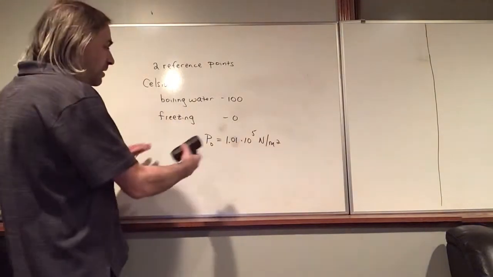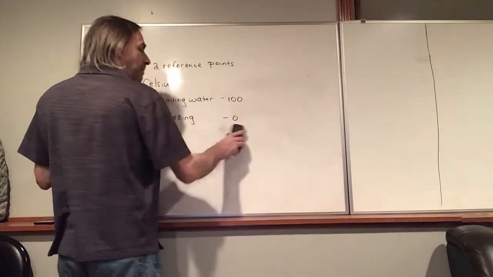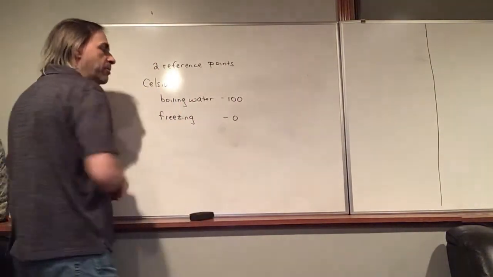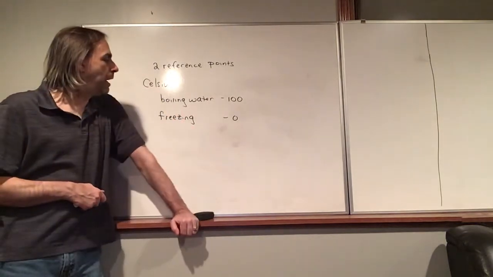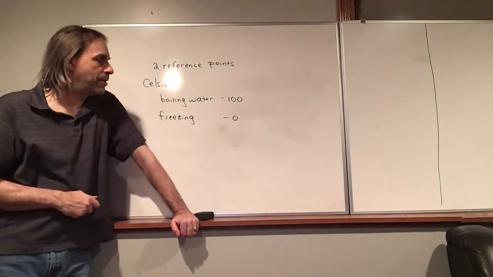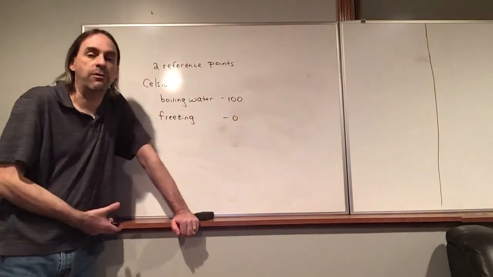So again, you have to be precise. If you're going to make a thermometer, you want to make sure you have pure water and under the right pressure. And again, we can define a thermometer just like we did before. We just have different reference levels.